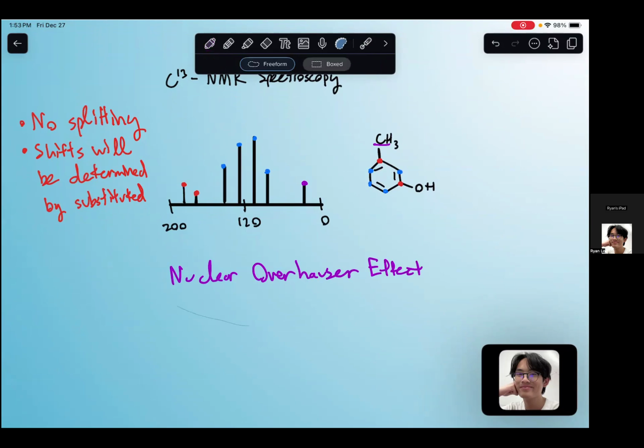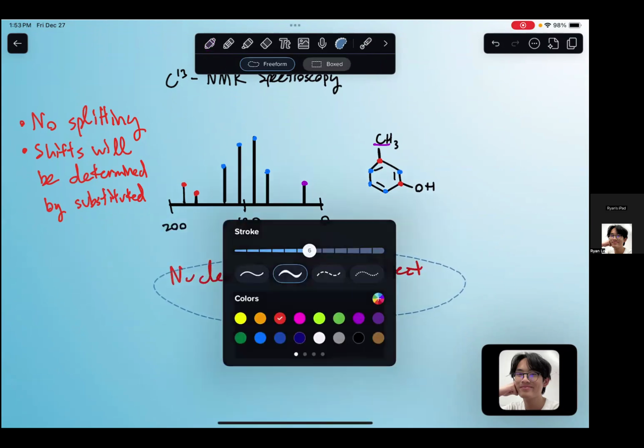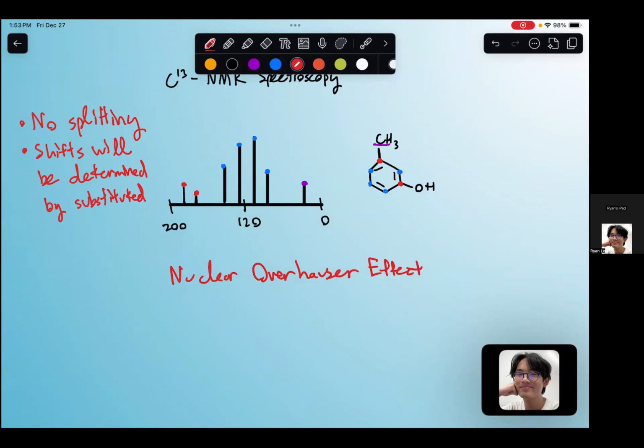Sorry, let me just change color so it doesn't confuse people. The nuclear Overhauser effect basically explains that the more substituted the carbon is, the shorter the peak is.